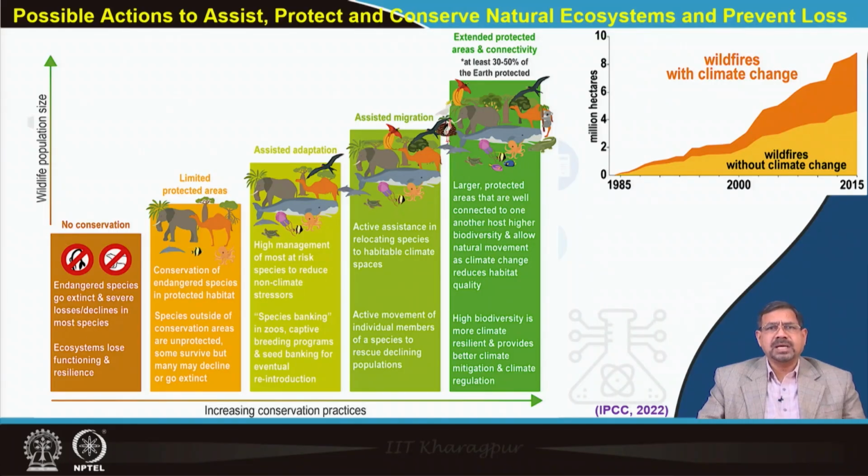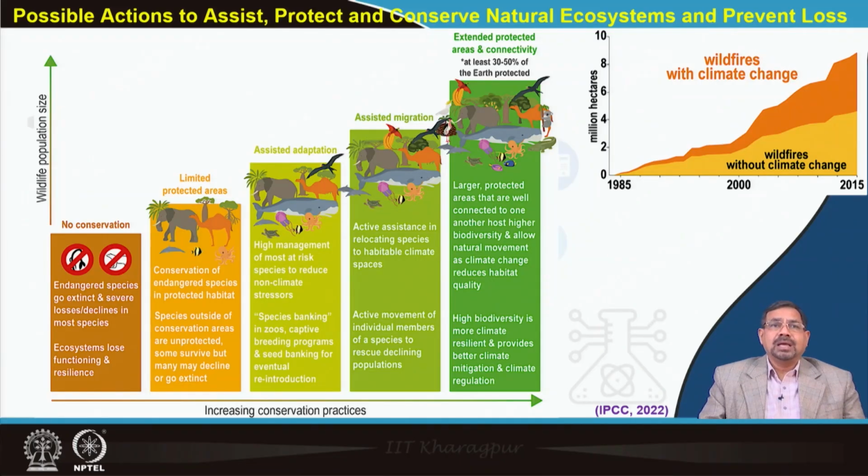Now, the next one is assisted migration. One is adaptation, as all of us know, we adjust, we adapt. Then migration: if we cannot adjust, if we cannot adapt to the changing climate scenario, then we need to move to where there is suitability in terms of the new climate scenario. So, active assistance in relocating the species to habitable climate spaces.